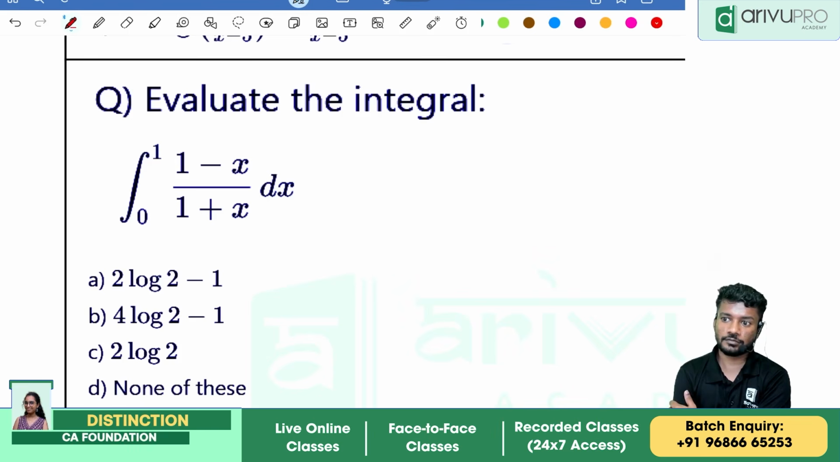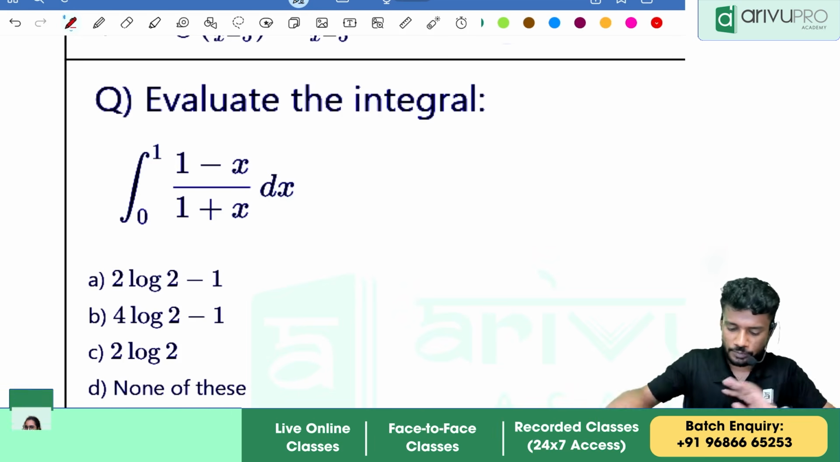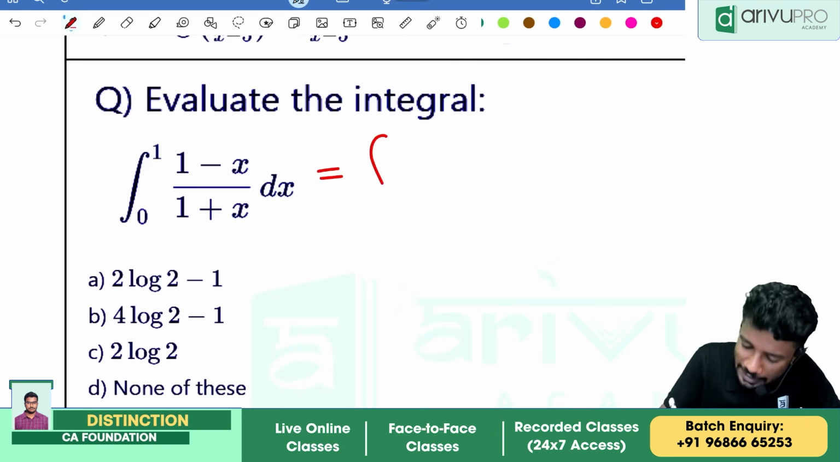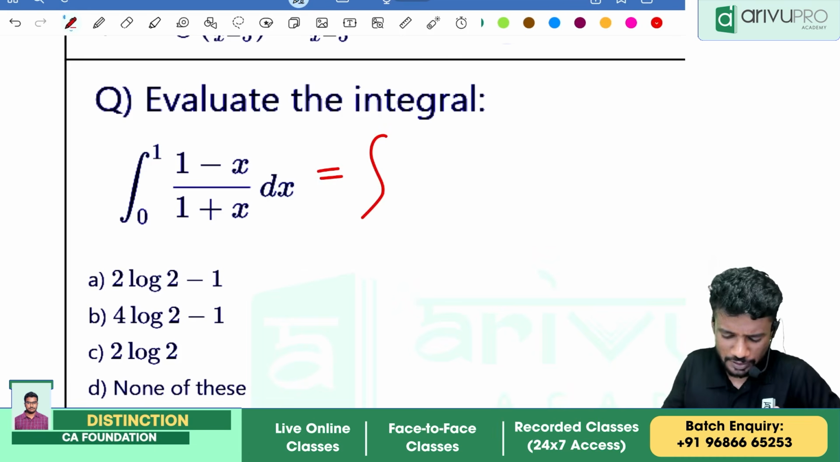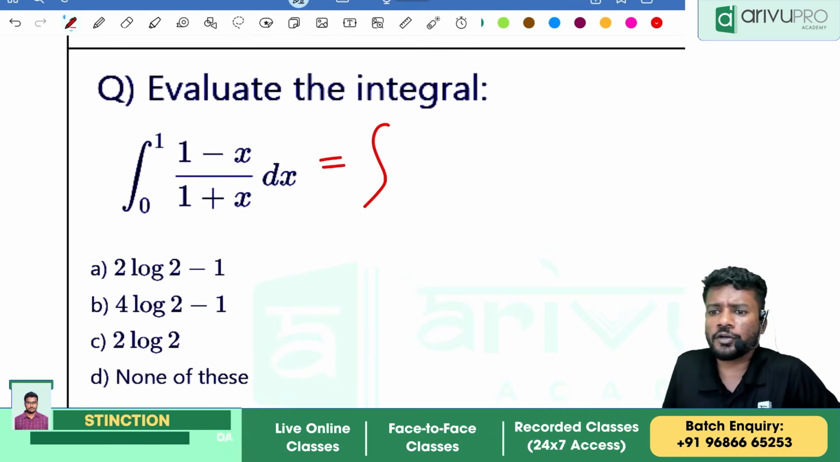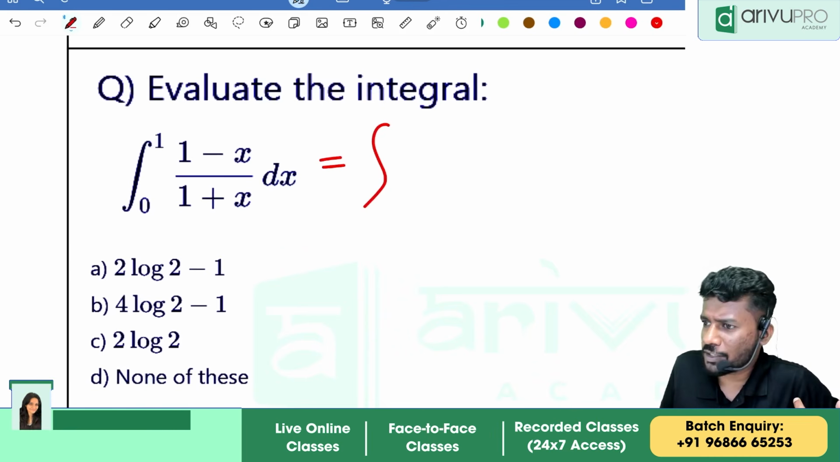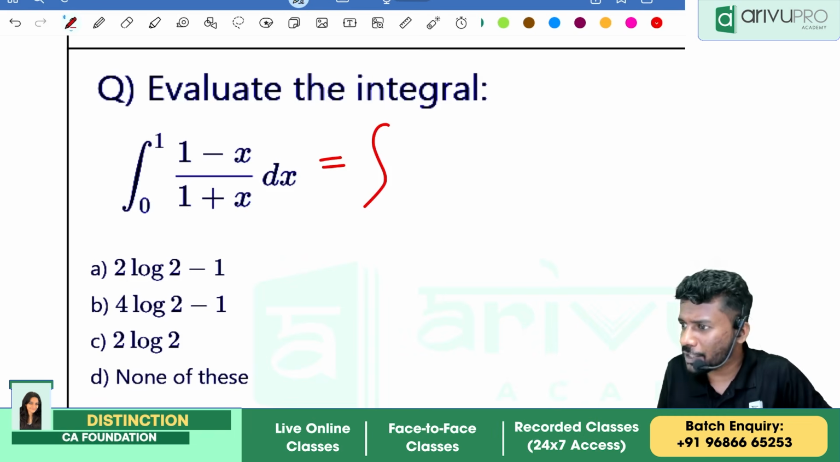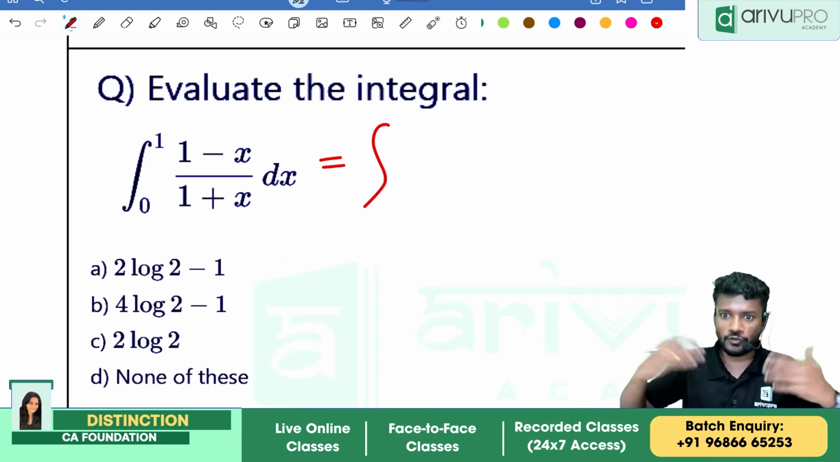We can take plus 1 minus 1. Plus 1 minus 1. Okay, good. That's what I want. Which is equal to the integral. Whenever the power of numerator and denominator are the same, we cannot perform integration by parts. We cannot perform integration by partial fractions. Nothing can be done. That time it is much easier if you ask me.